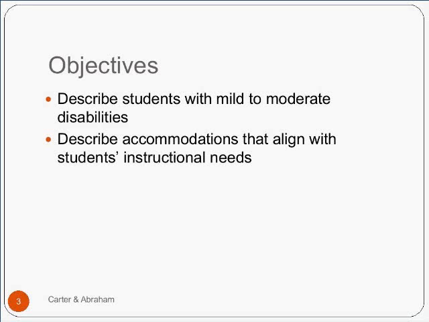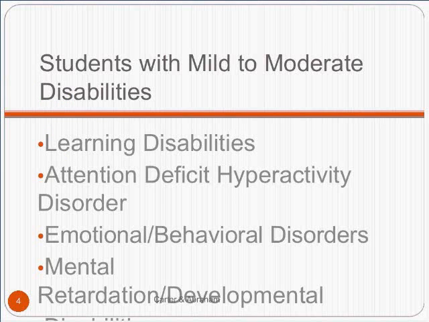In this session, our objectives are, first, to describe some characteristics of students with mild and moderate disabilities so that we have a common language and know what we're all referring to. And then secondly is to describe accommodations that align with students' instructional needs. That's what we'll be focusing on.